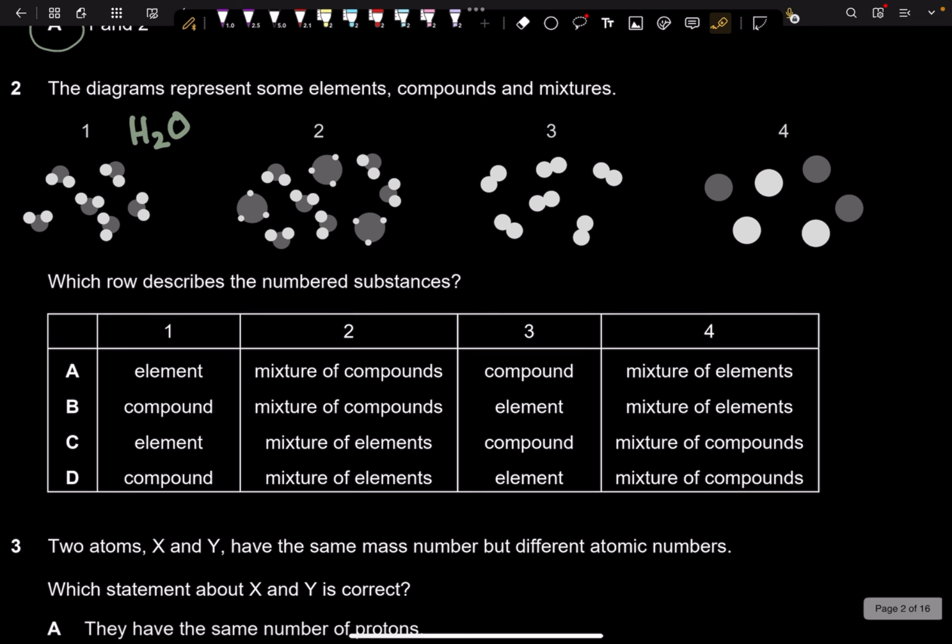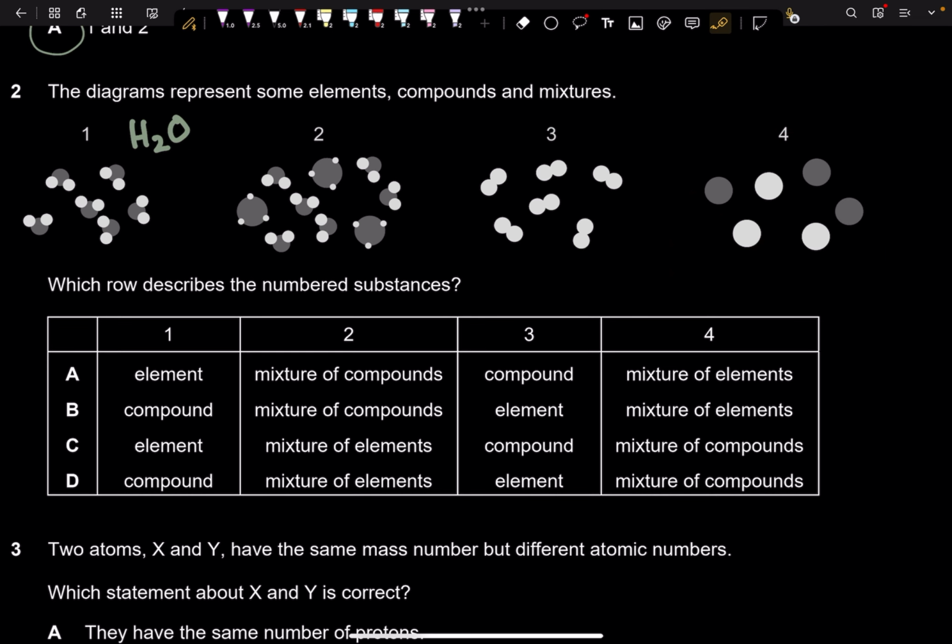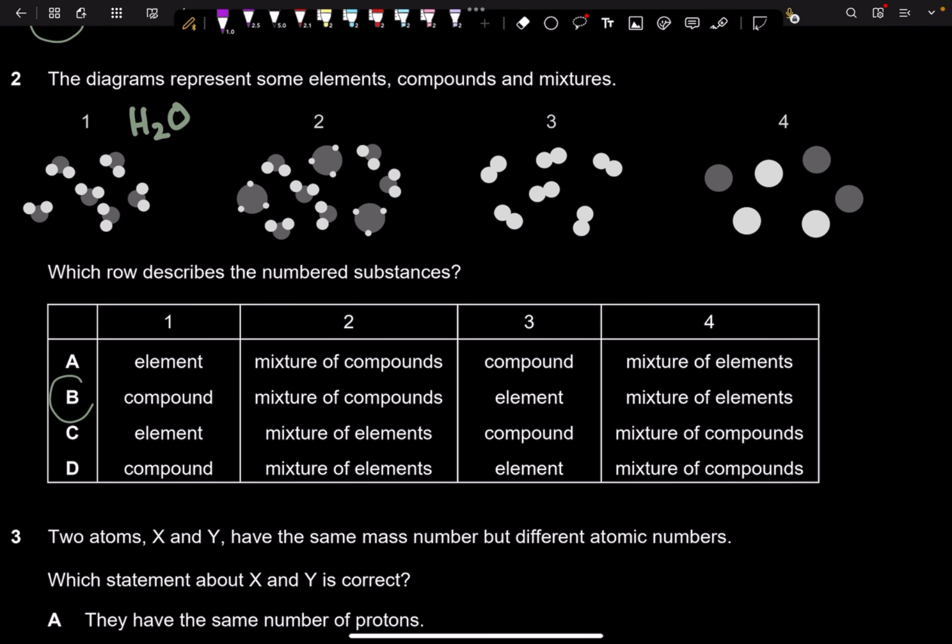So now let's choose the correct options. The first one was a compound, second one was a mixture of compounds, third one was an element, and the fourth one was a mixture of elements. Okay, so which makes it option B.